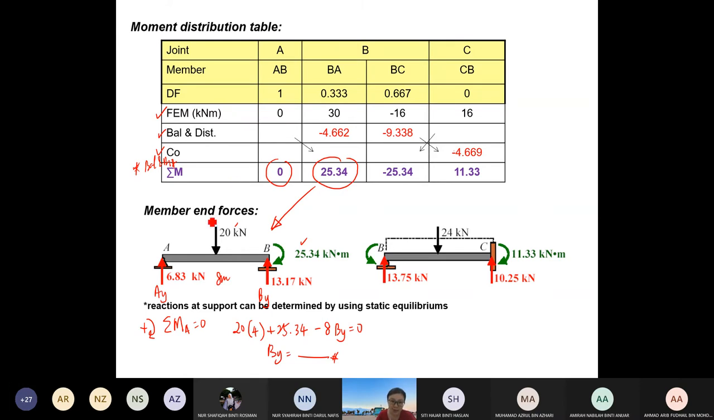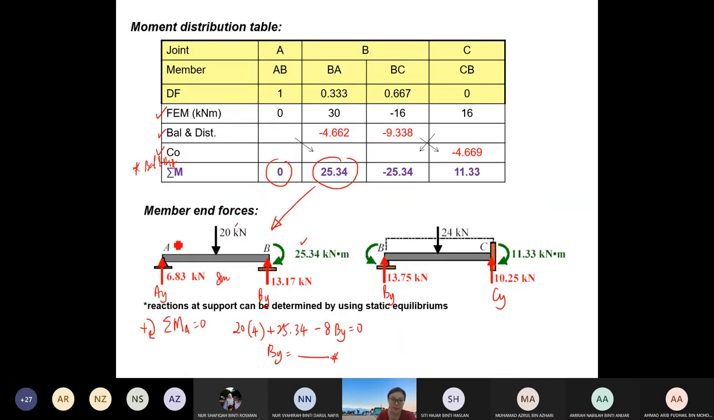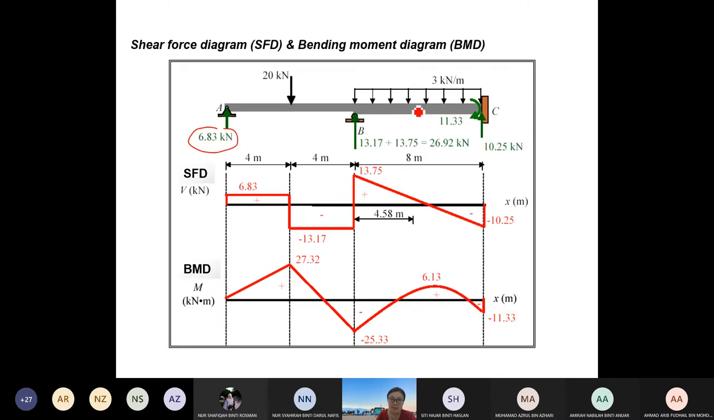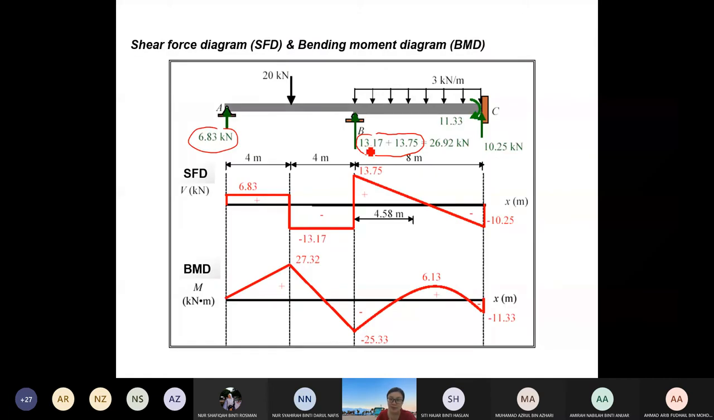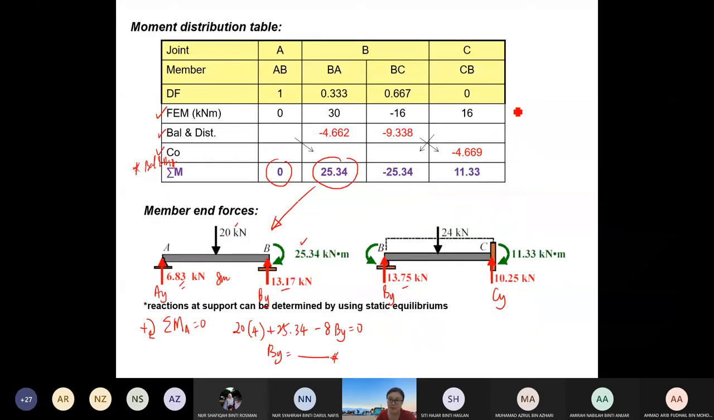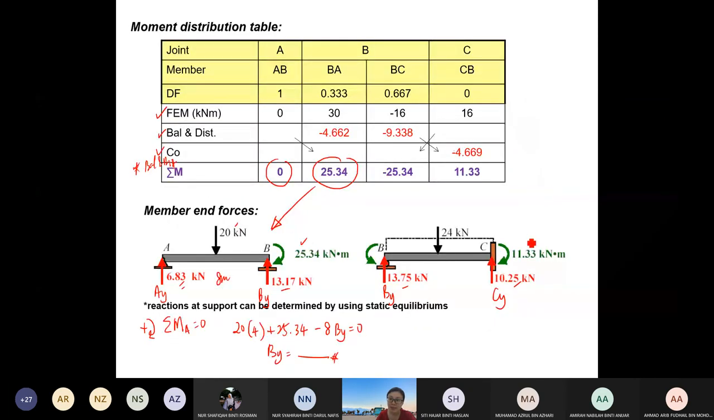If you can see, you have determined AY, BY here, and BY and CY. So the support reaction at A, AY, you can take directly from AY. And this BY, you will need to sum up from the two members, from 13.17 and 13.75, 13.17 plus 10, so you get this BY value. And the CY you can get from this one, 10.25. And the moment here, MC, you can directly get from your table. So this is how you analyze for your support reaction.